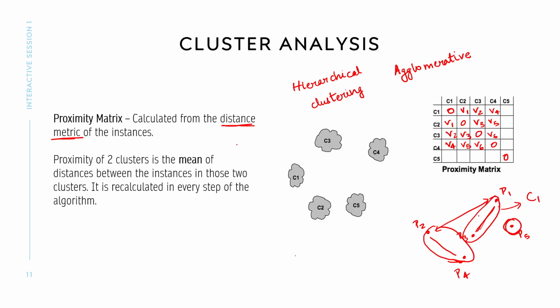For the next step, to calculate the distance, take C1 and C3, let's say. We calculate this distance and this distance, and take the average. That is the distance between C1 and C3 in the next step. In the next step, I will have a 3 by 3 matrix: C1, C2, C3 along both axes. Again, the diagonal is all 0.